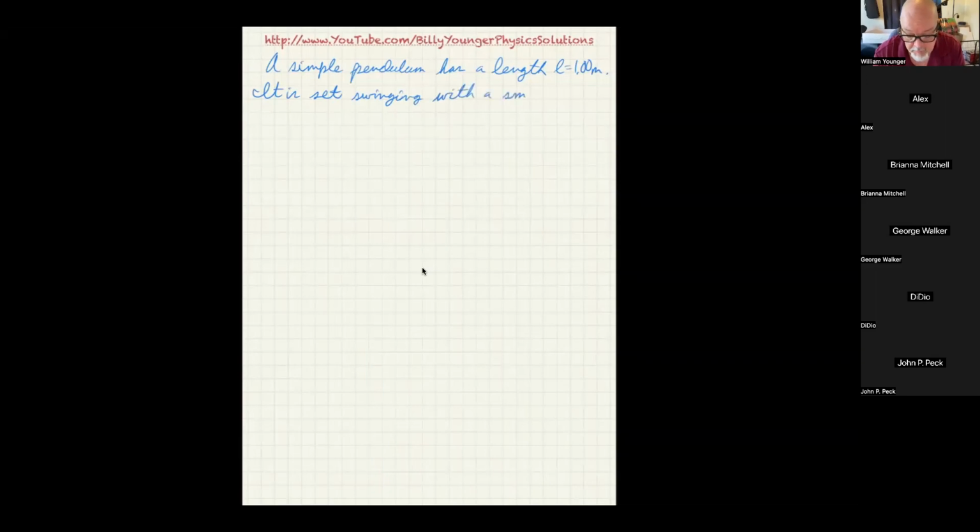A small amplitude, which I'll abbreviate with amp, oscillation, which I'll abbreviate again, after 5.00 minutes, the amplitude is only 50.0% of its original value.